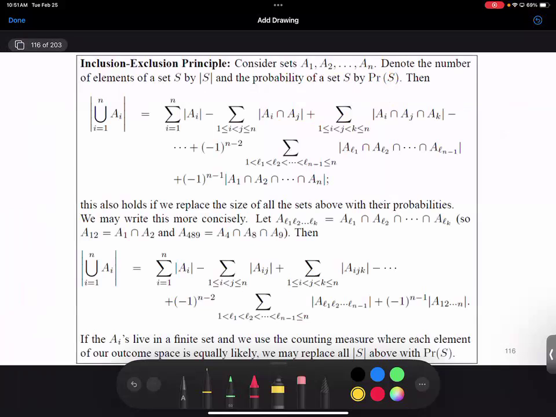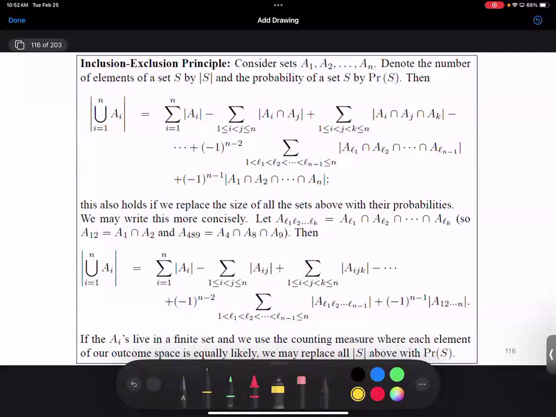So the union of the A_i, and here we're using a little bit of notation. We're denoting the number of elements of a set by taking the absolute value. So it's basically the cardinality, it's the number of elements. If you want to, you could also replace these with probabilities. So the number of elements in the union is the number of elements in each individual set. Then you have to subtract all the double counting. But then you have to add back all the triple counting. Then you have to subtract the quadruple counting. And you keep alternating, and that's why you get the minus signs.